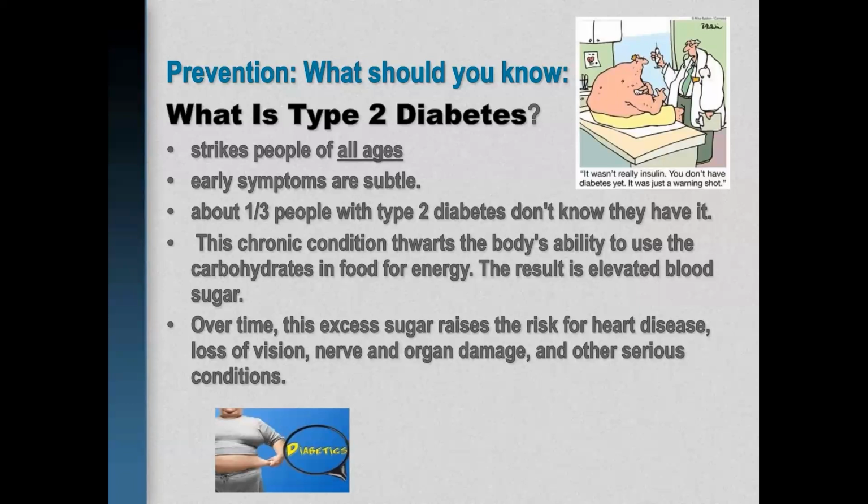That's type 2 diabetes. And here you are, the cartoon on the side that says, it wasn't really insulin. You don't have diabetes yet. It's just a warning shot. So if someone tells you, like your family doctor, that you're an impending diabetic, that is the time where you better get on with controlling the diabetes. That would mean that you're a diabetic, but you just don't need insulin or metformin or Ozempic yet. Next slide, please.